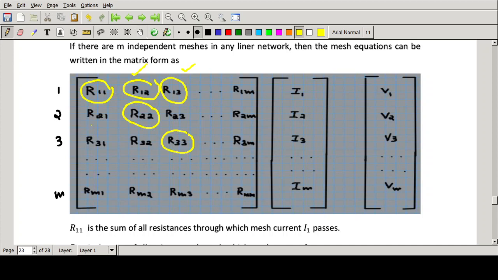Similarly, you can take R21. R21 will be the same as R12, and R31 will be the same as R13. So it is very easy. Then we have to write the voltage sources also. You will understand this better when we do one problem. So got it? That is R11.